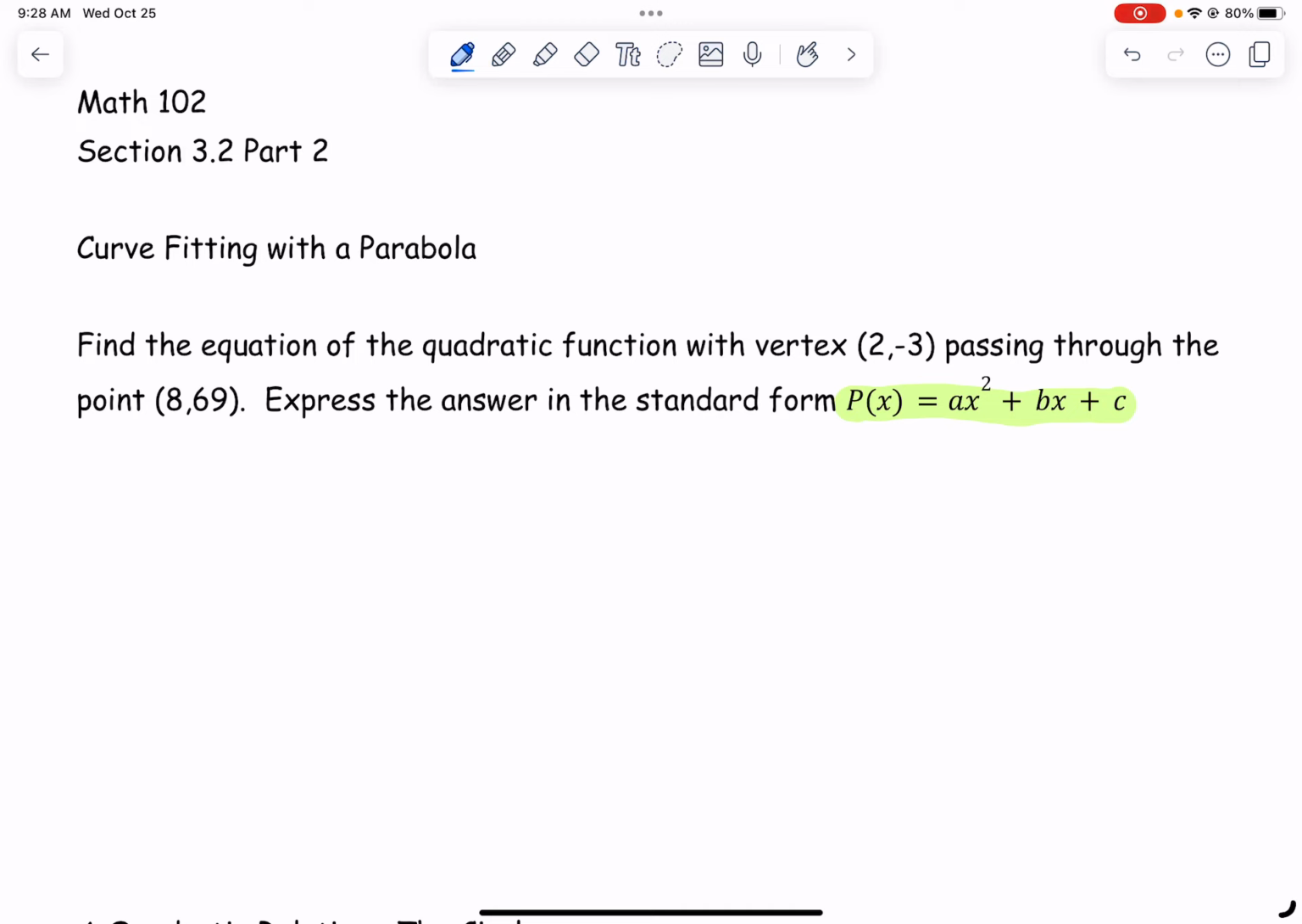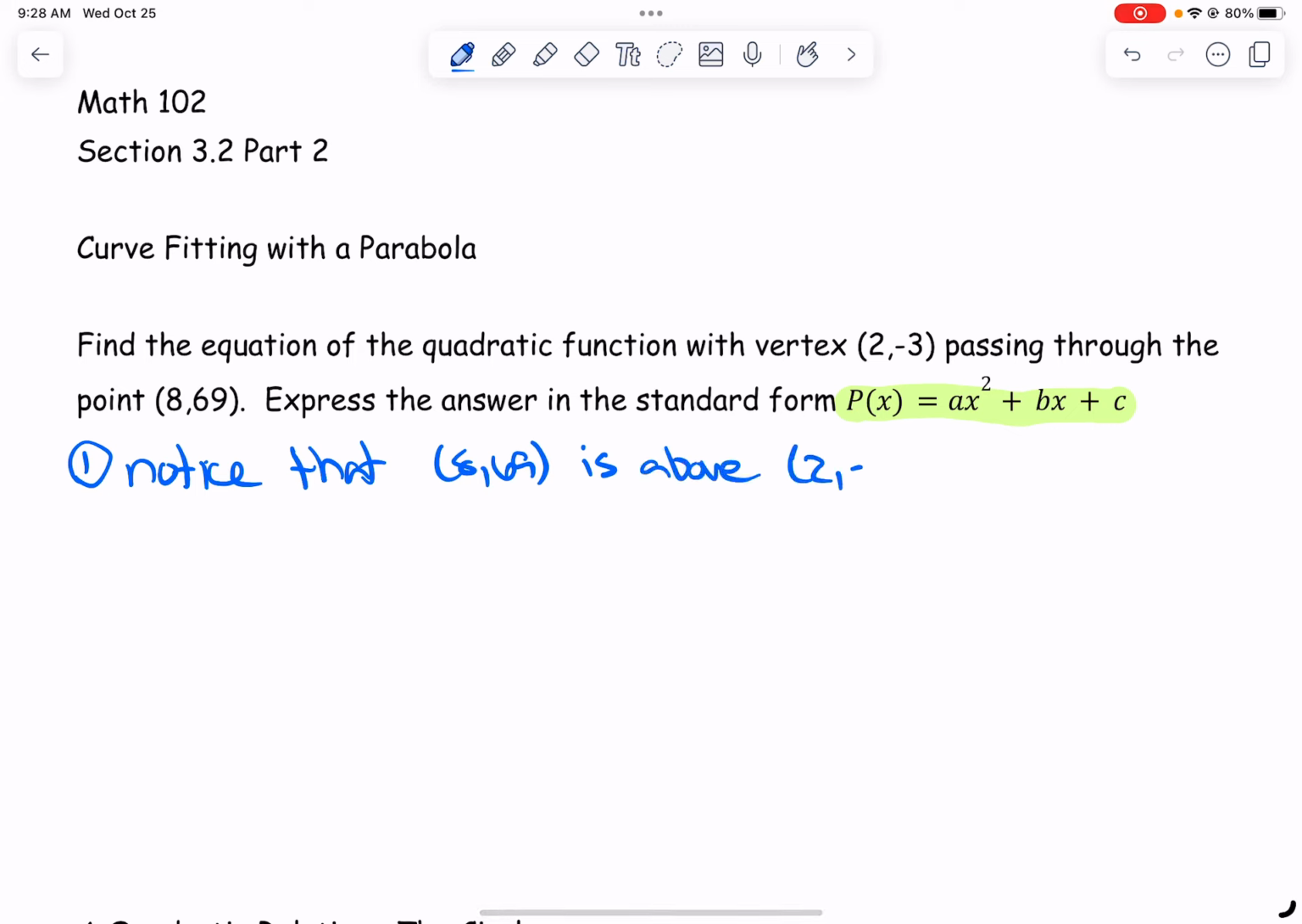So, a couple things. I need you to notice that (8, 69) will be above (2, -3), because notice that the 69 is greater than -3. That means that the parabola opens up and a will be greater than 0.